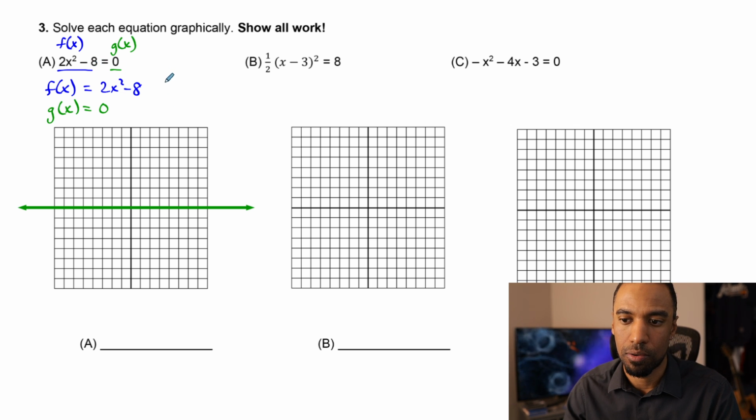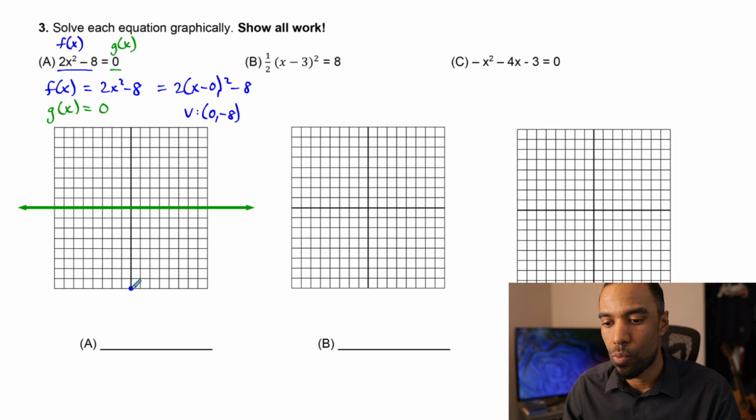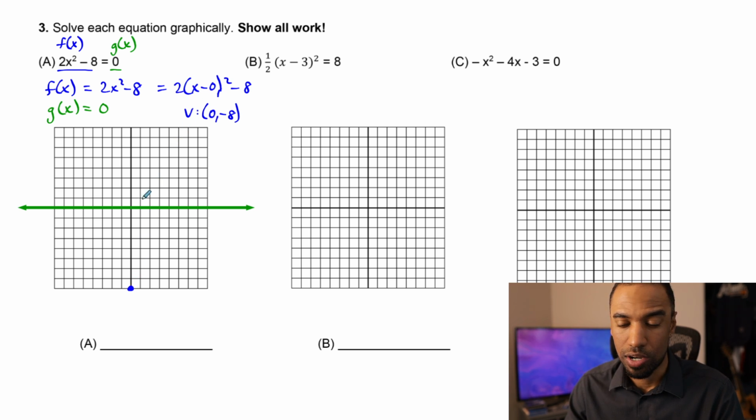This is also, if I were doing vertex form, 2 times x minus 0, quantity squared, minus 8. That means your vertex is at 0, negative 8, like so. So I'm going to start it way down here, okay? Stretch factor is 2.